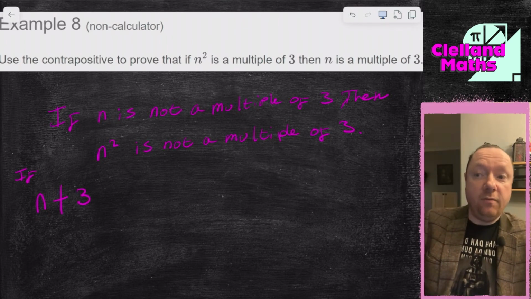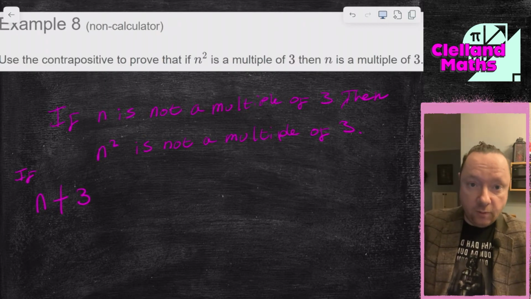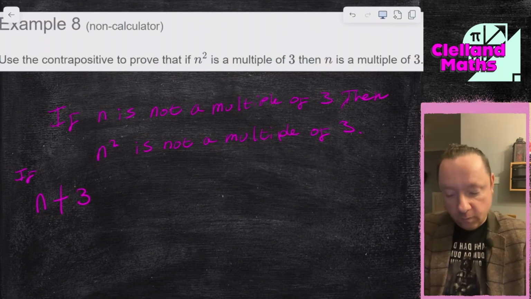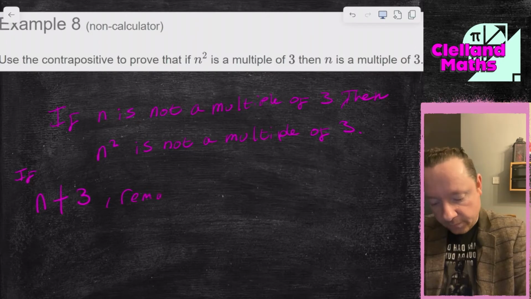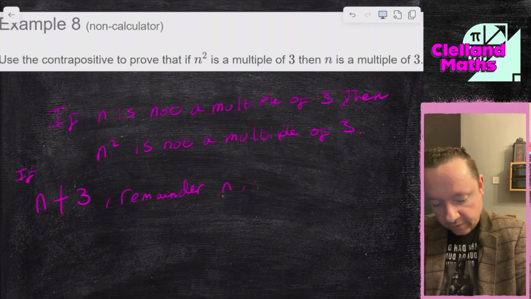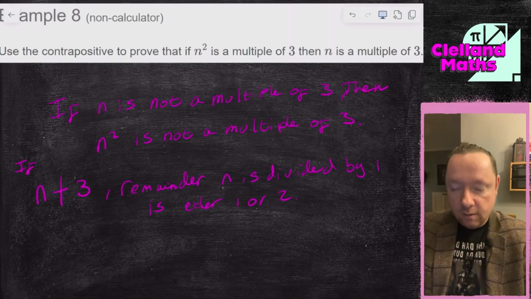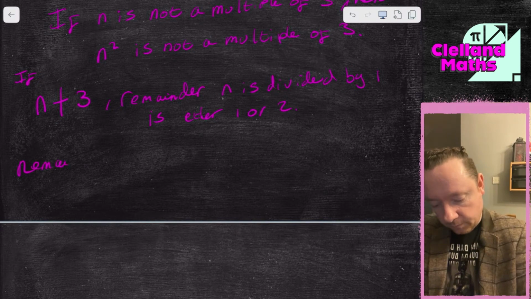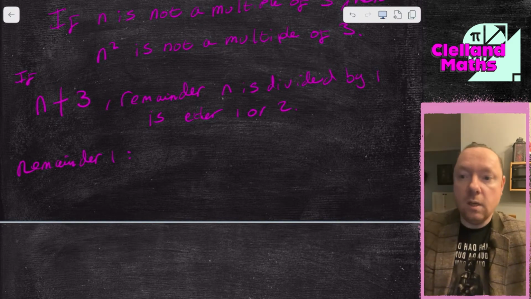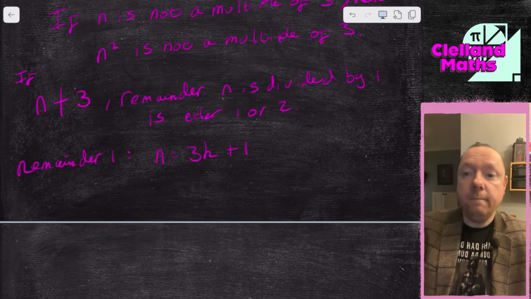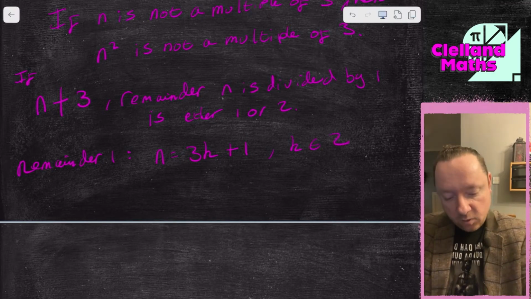The remainder when n is divided by 3 is either 1 or 2. If you think about it, if you divide a number by 3, it's either going to go in exactly, or you're going to have one remainder, two remainder. So the remainder when n is divided by 3 is either 1 or 2. So let's just check both cases. So remainder 1. That implies that n equals 3k plus 1 for some k a member of Z.